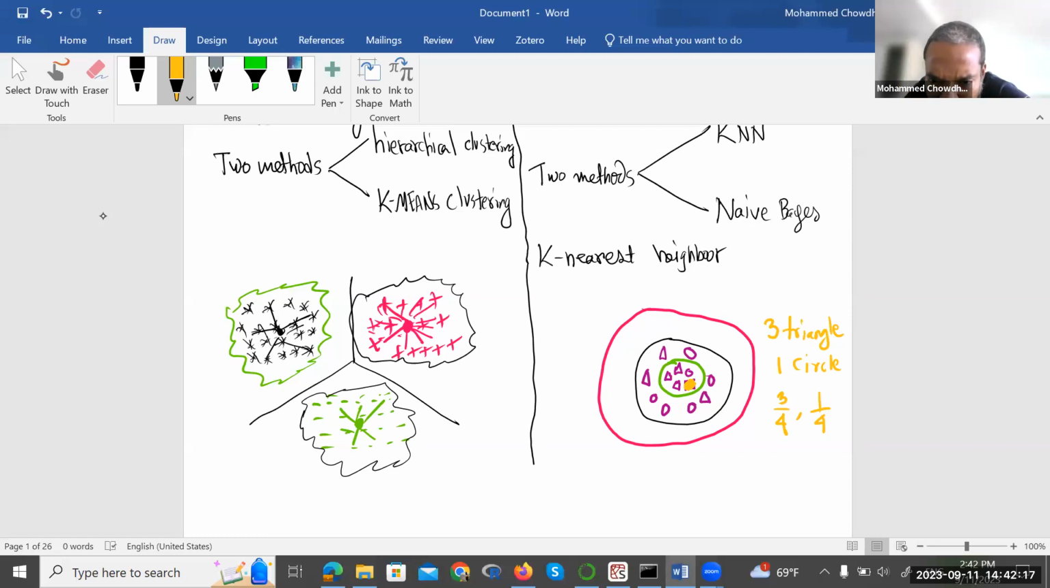Okay. Now take a look at that. Now suppose I want to predict that one in this black circle, the one that I just put, this one. If I want to predict that one, now take a look at that. How many circles are in there? 1, 2, 3, 4, 5 circles. Okay. How many triangles there? 1, 2, 3, 4, 5, 6.